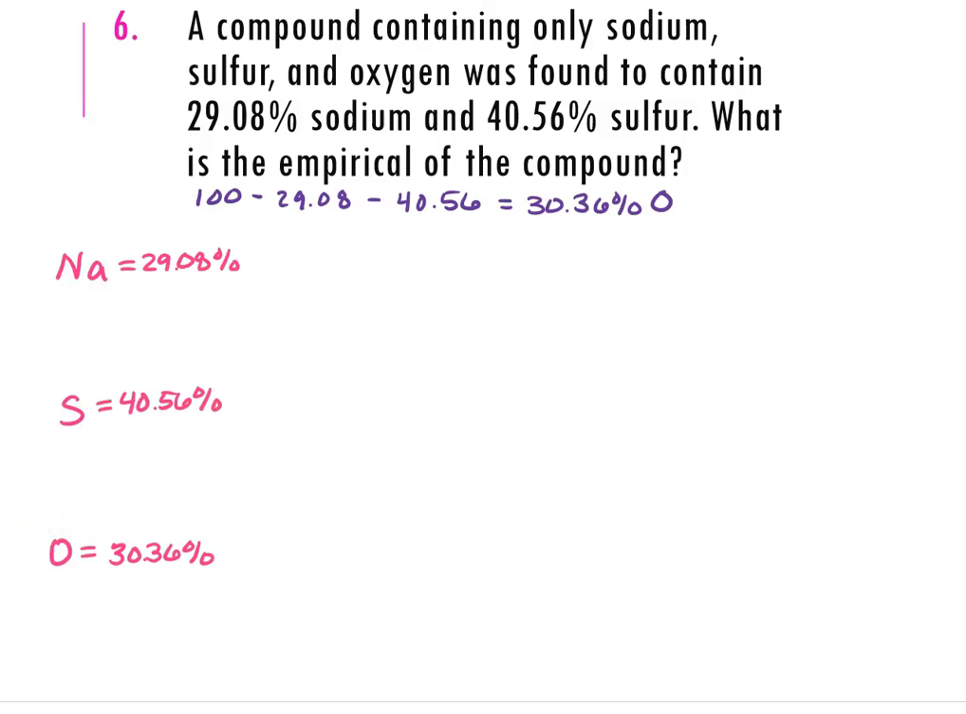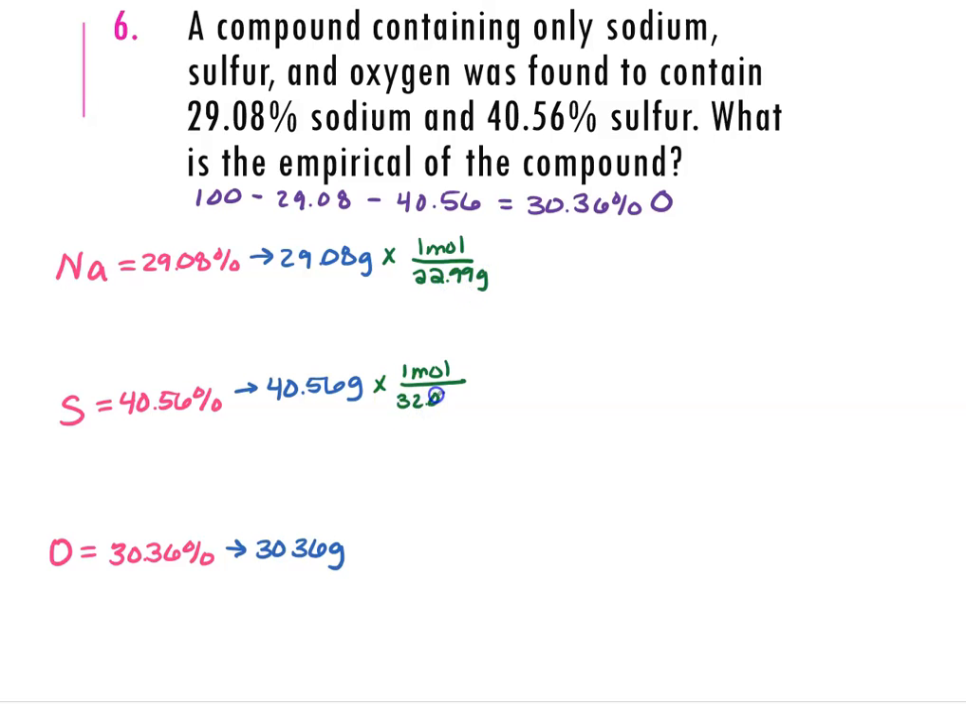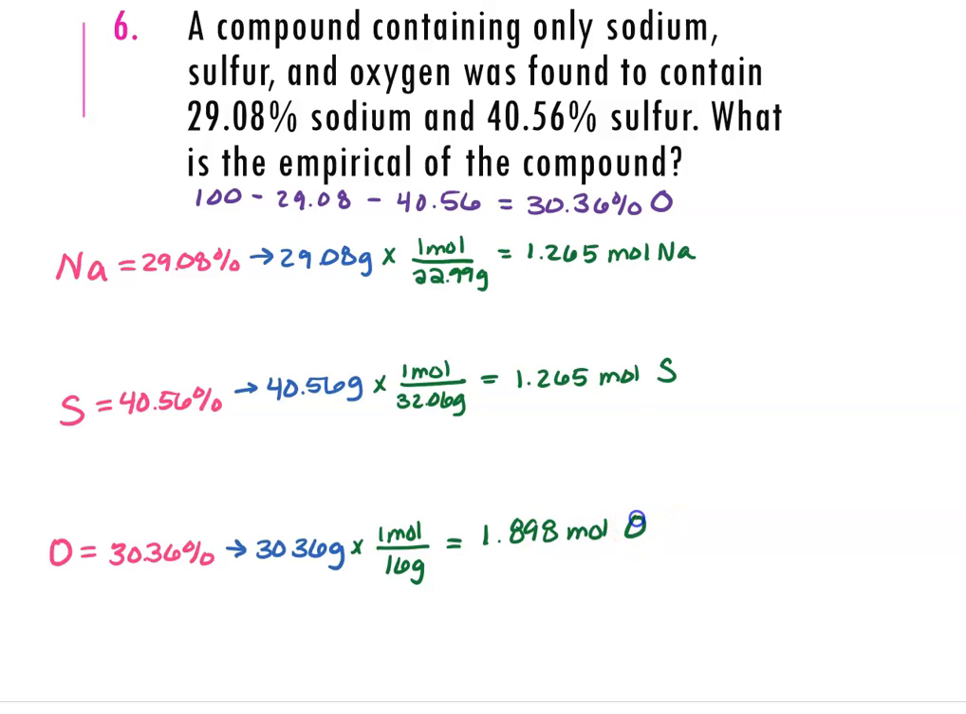Now I know the sodium, I know the sulfur, and I know the oxygen. Those are all my percents. Those are all my masses. Now I divide by molar mass. Sodium is 22.99, sulfur is 32.06, oxygen is 16. When we do this, I get 1.265 moles of Na, 1.265 moles of S, and 1.898 moles of oxygen.